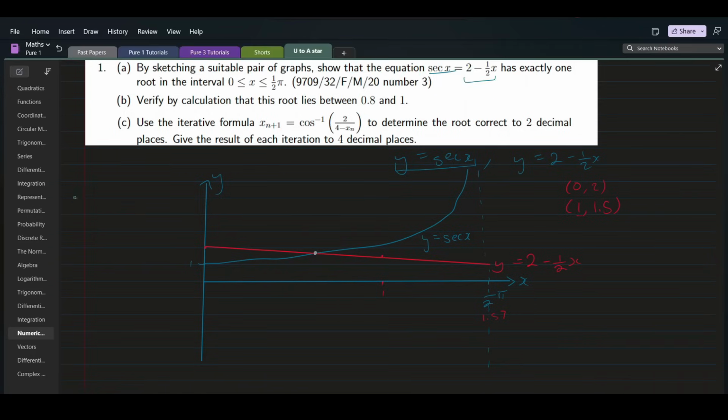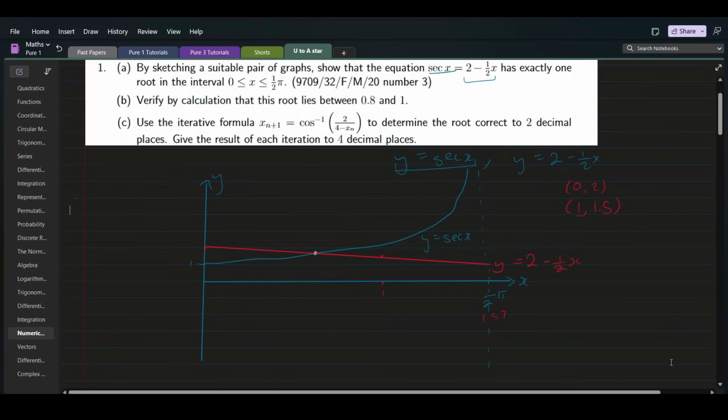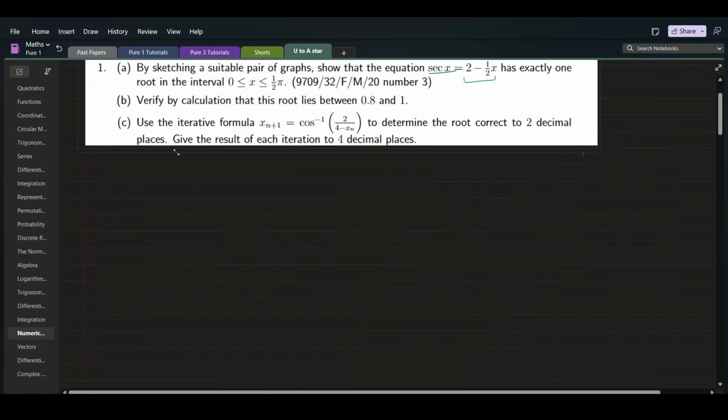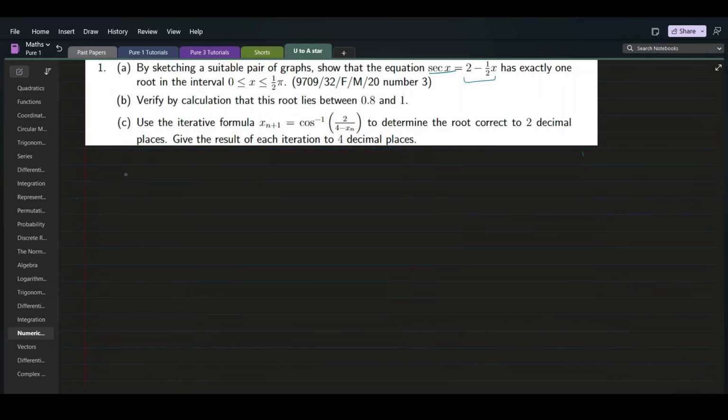Okay, let's move on to part B. Part B states that verify by calculation that this root lies between 0.8 and 1. Okay, let's just get rid of this diagram first so that everything is clear. So we are required to verify by calculation that this root lies between 0.8 and 1. To do that, we're going to use the equation they gave us in part A, which is sec x is equal to 2 minus half x. We're going to put everything on one side and we're going to equate this to f of x. So f of x is sec x minus 2 plus half x. And now we're going to evaluate f of 0.8 and f of 1.